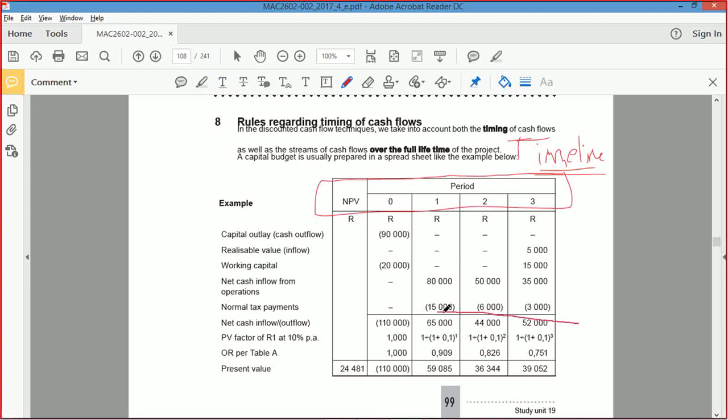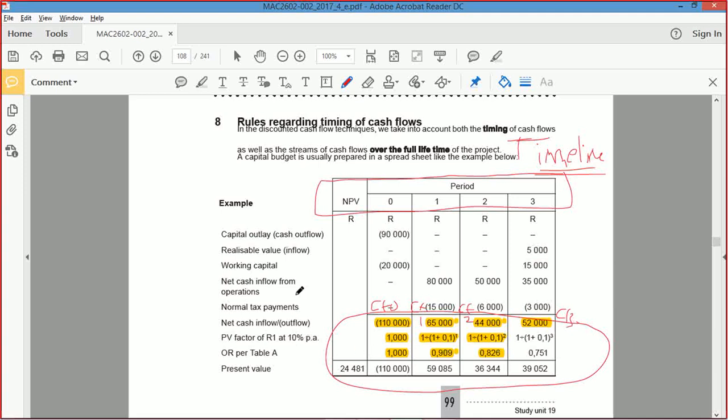Okay, and then obviously, do we need to do this in a table? No. I need to not use my calculator, right? So on your calculator, put this as CF0, put this as CF1, put this as CF2, put this as CF3.